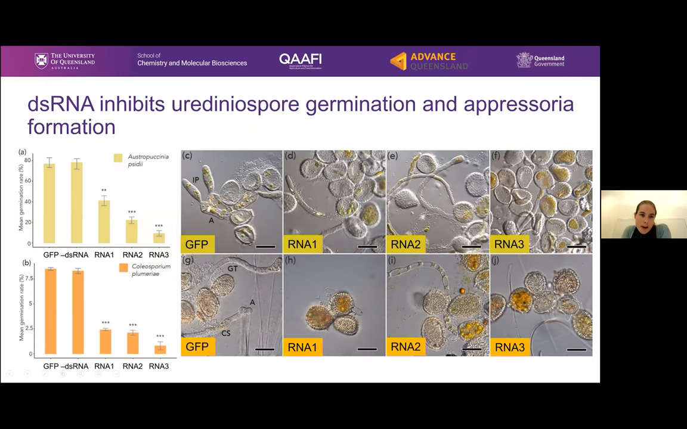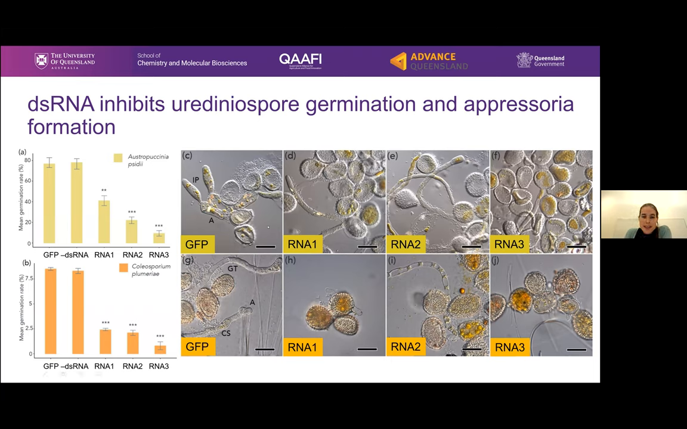So the next step was to see whether we could actually initiate RNAi and get some sort of response in the rust fungi. So we used these 2 species again, Ostropa sidii and Coleosporium plumeriae. And we were very lucky, our collaborators in New Zealand had been making these artificial leaf substrates. So we were able to do all of these experiments on these substrates, which were great for microscopy. So we could get some really nice photos of the spores as they were germinating.